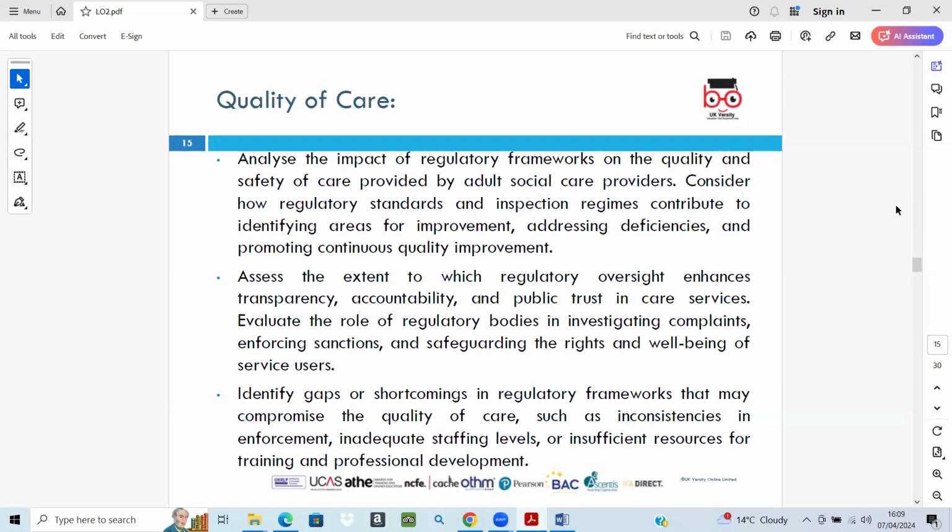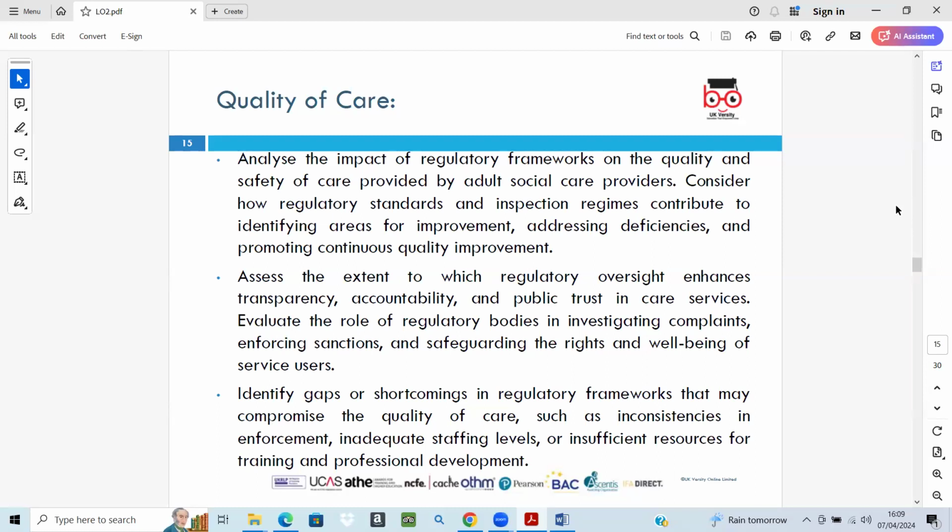And we always evaluate the role of regulation in promoting continuous quality improvement. We consider how regulatory requirements encourage providers to adopt best services, be innovative, and strive for excellence in care delivery. Then transparency and accountability in public trust is very important.